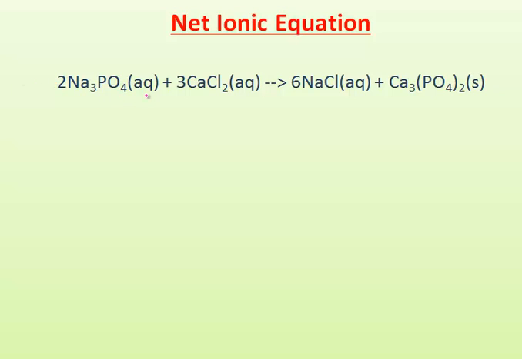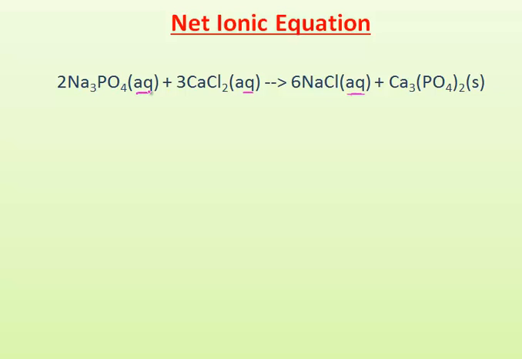This is a balanced chemical equation given, for which we write the net ionic equation. To write down the net ionic equation for this given equation, we break the reactants and products in aqueous state into ions. Let me take the first reactant, that is sodium phosphate.